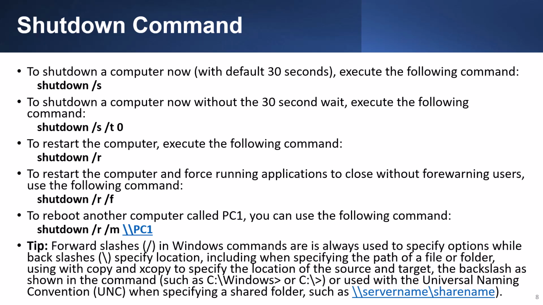To reboot another computer called PC1, you can use the following command: shutdown /r /m \\PC1. Tip: forward slashes in Windows commands are always used to specify options, while backslashes specify location, including when specifying the path of a file or folder, using copy or xcopy to specify the location of the source and target. The backslash is shown in the command prompt, such as \Windows greater than or \ greater than, or used with the Universal Naming Convention or UNC when specifying a shared folder such as \\server name\share name.